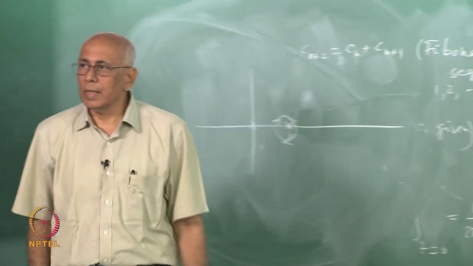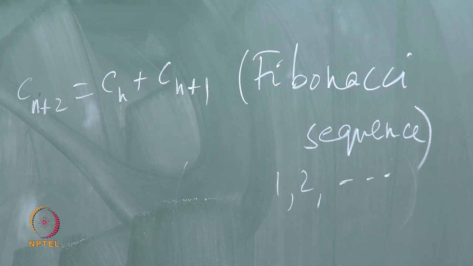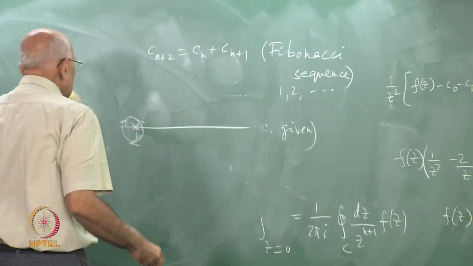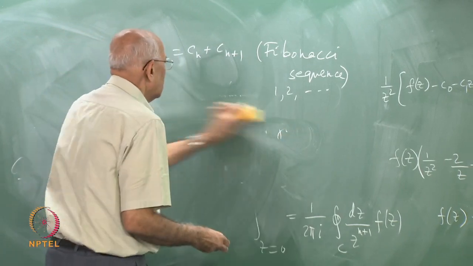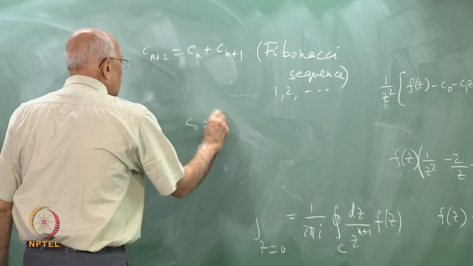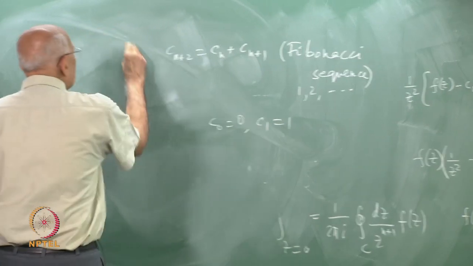Find out what Cn does in this case. So you have to give me what C0 and C1 are. So typically, for instance, you start with some simple values. So C0 equal to 0, say, C1 equal to 1.